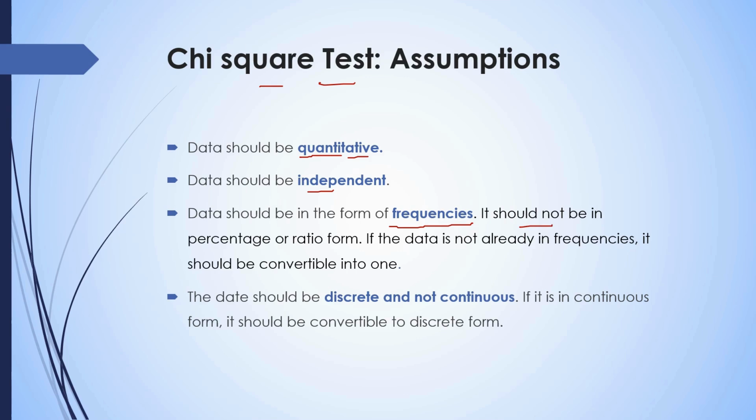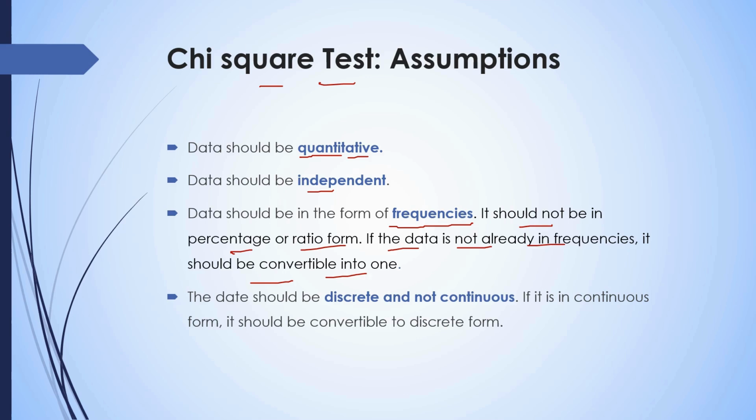It should not be in percentage or ratio form. If the data is not already in frequencies, it should be convertible into one. Like any form you get the data in, it should be in a form where you can easily convert that into frequency. Only then you will be able to use chi-square test.